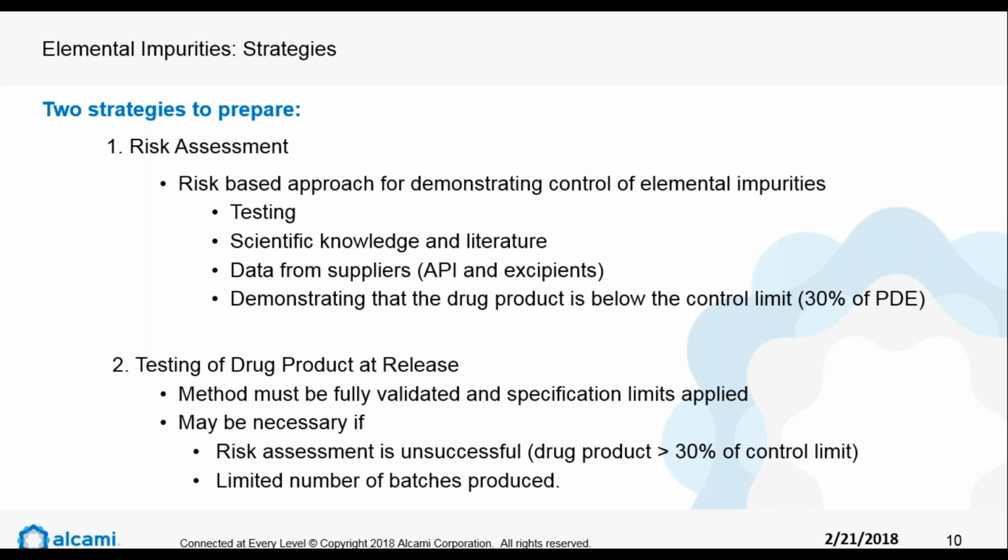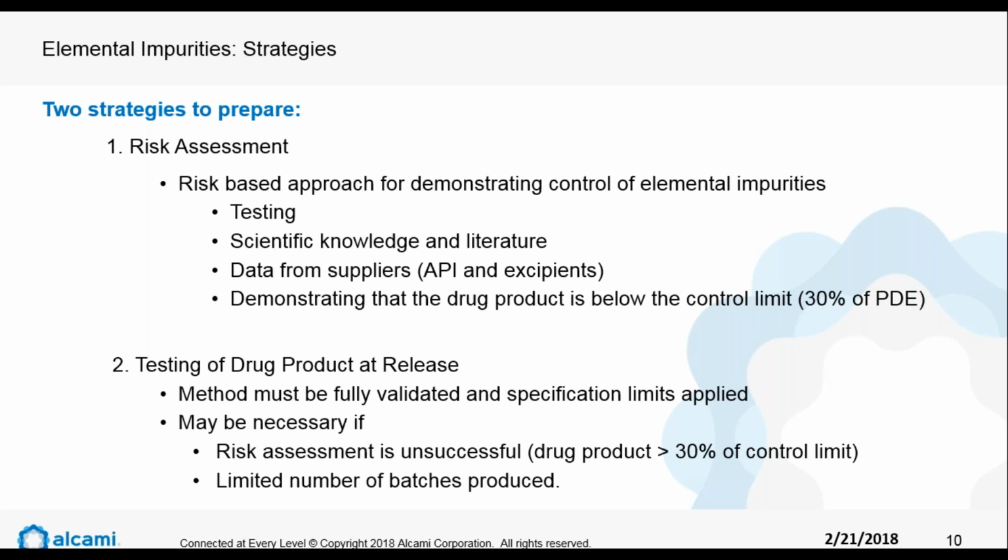The second way to be compliant is testing of the drug product at release. So you have to have a fully validated method and specification limits for this. There are a couple of reasons it may be necessary. It would be needed if your risk assessment shows that you don't have sufficient control over elemental impurities in the drug product, that you're over the control limit. So one of the additional controls put in place could be to do testing of the element or elements that you're over the control limit for.